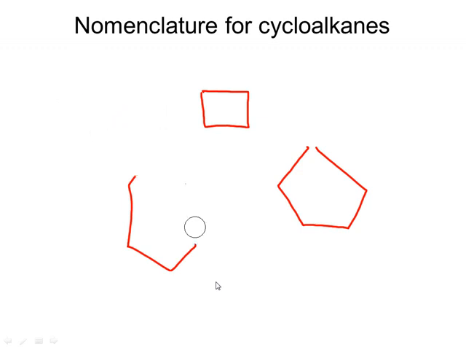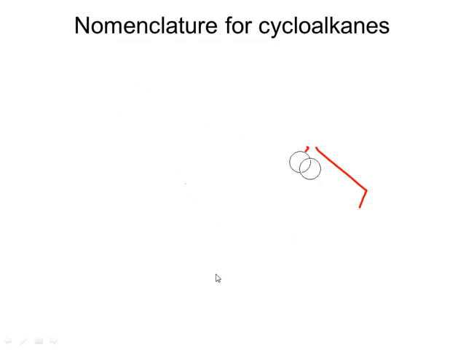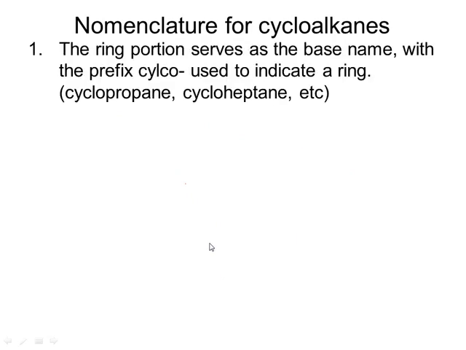So our first rule for naming cycloalkanes is we have to, as before, find the parent chain. But the parent chain is always going to be defined as the ring. The ring will always be the parent name. So if we have something like this, this has 6 carbons. 1, 2, 3, 4, 5, 6. So we would call it a hexane.